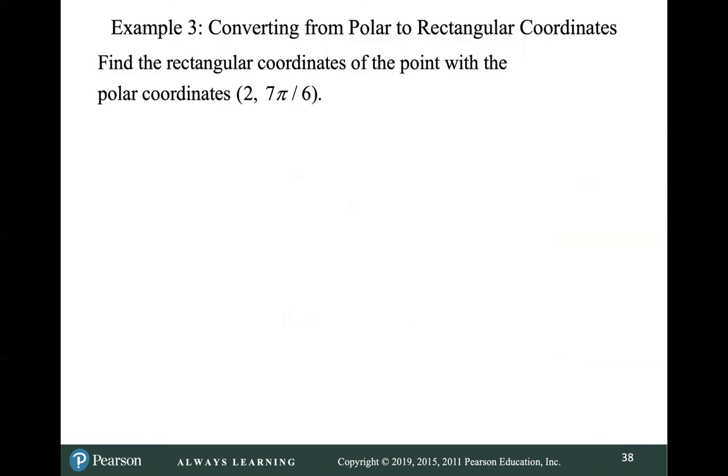So let's take a look at an example. In this example, we are given polar coordinates and we want to find the rectangular coordinates. So I know that this is r and this is theta, and I want to find x and y. So somehow I want to convert from r and theta into x and y. Well, we have those two equations, the first two equations on the last slide. X equals r times cosine of theta, and y equals r times sine of theta.